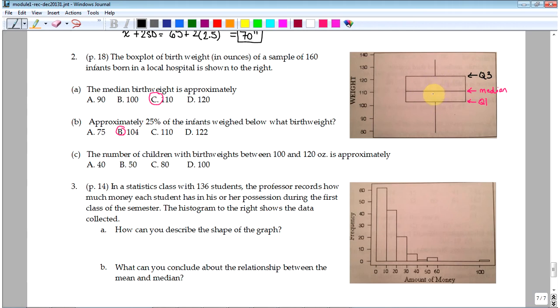So how many birth weights did we have in our sample? We actually had 160 infants. So what we want to do is take 50% of 160, because again, we know 50% of the data points will lie between the first and the third quartile, and that gives us 80. So that would be our answer. And again, this is approximately.